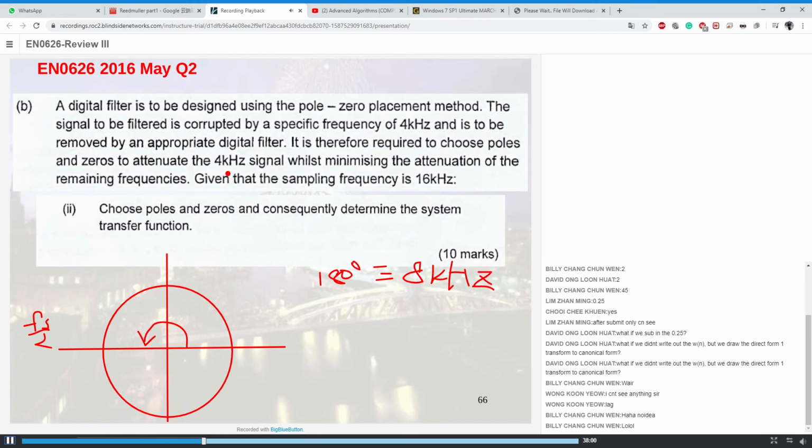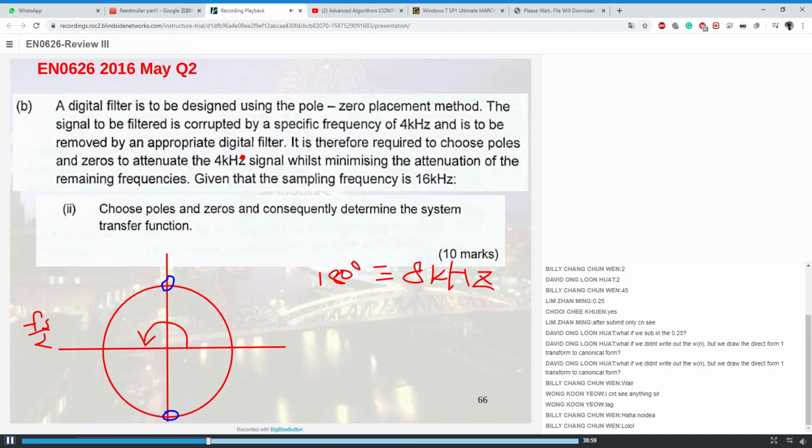You want to suppress 4 kilohertz. Since 180 degrees is 8 kilohertz, 4 kilohertz is definitely 90 degrees. Suppressing means you want a stop band, so you put a zero here. Because of the folding behavior, there is always a replicated one on the other side, so you put another one as its conjugate. That is how you can place the zeros to terminate the problem frequency.